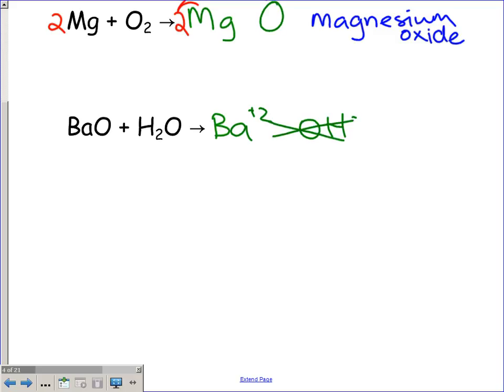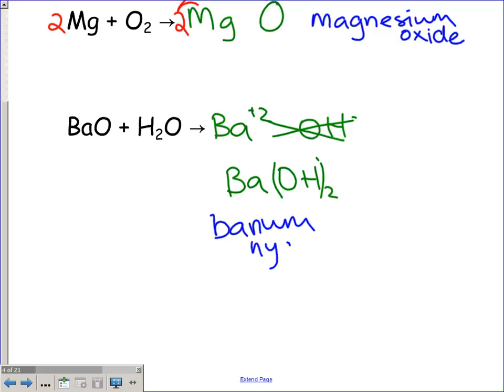So when I crisscross those charges, barium's charge of 2 needs to distribute to the whole of hydroxide. And the only way we can do that is to put hydroxide in parentheses. If I were to name this, it would be barium hydroxide. And in looking at this, BaO plus H2O yields Ba(OH)2. It's going to be helpful to write your water as HOH, so that when you go about balancing, you can clearly see that ion represented.